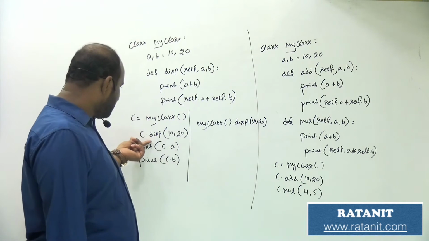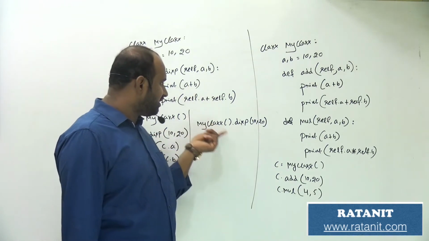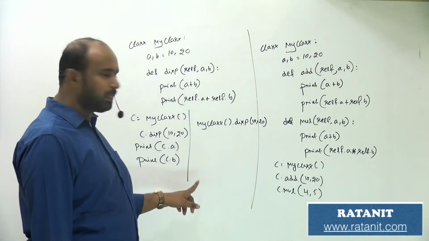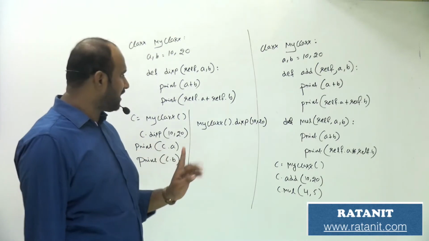Named object means what? With a reference variable. Nameless object means directly, without a reference variable. Directly without a reference variable. Very clear? That is one point of clarity on how to get it.